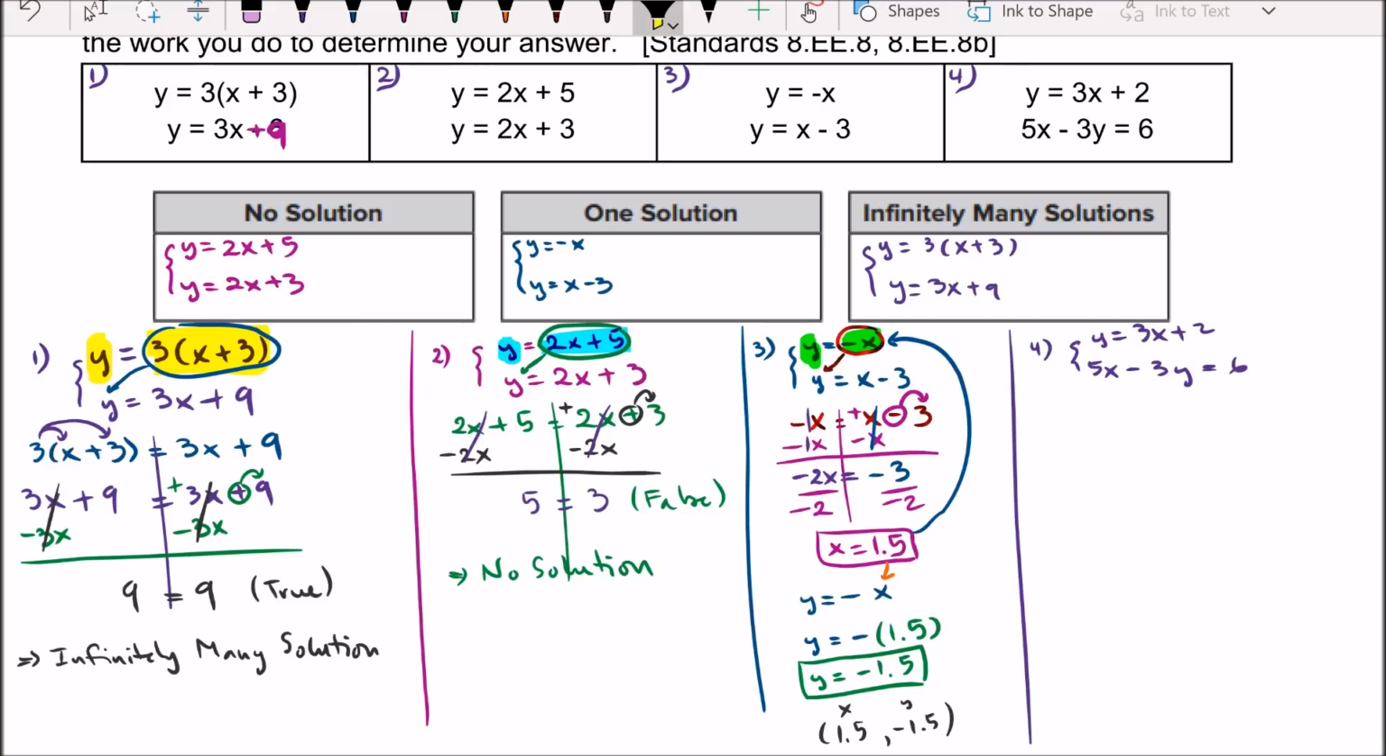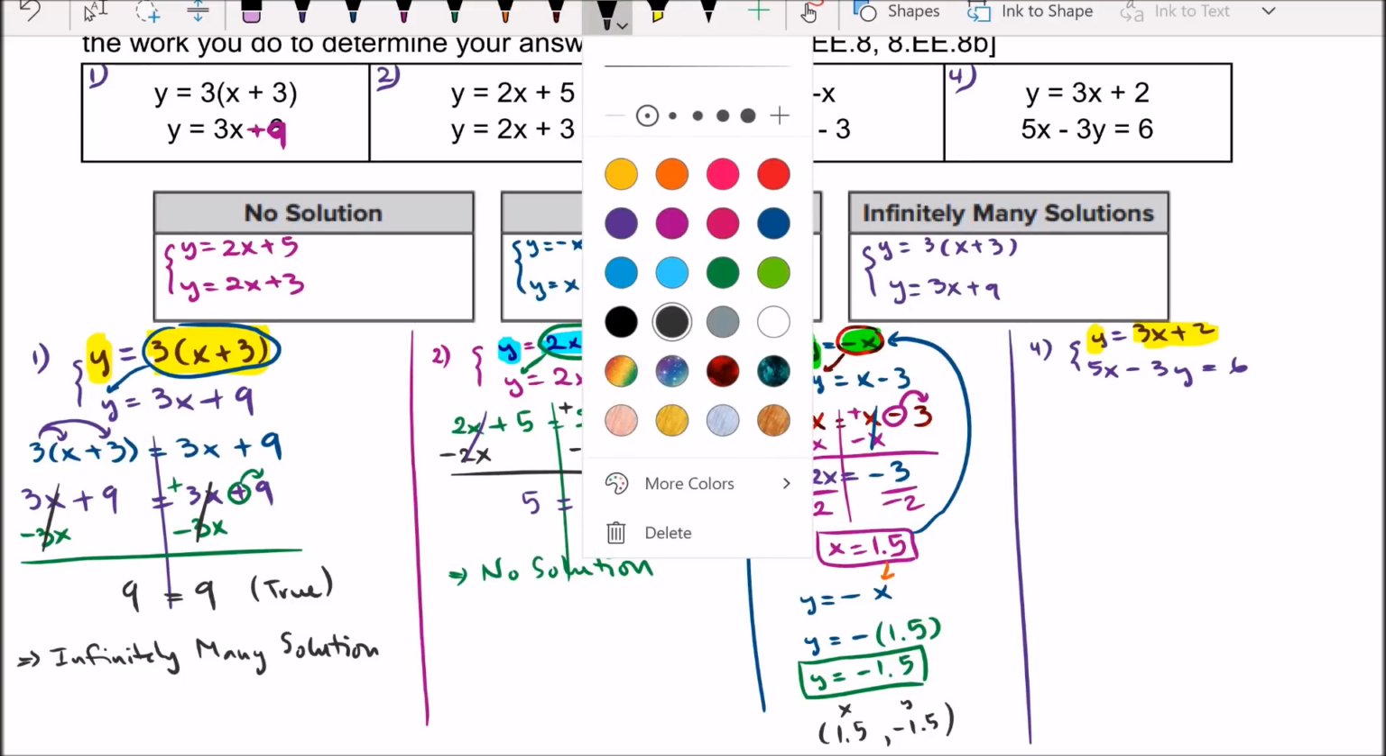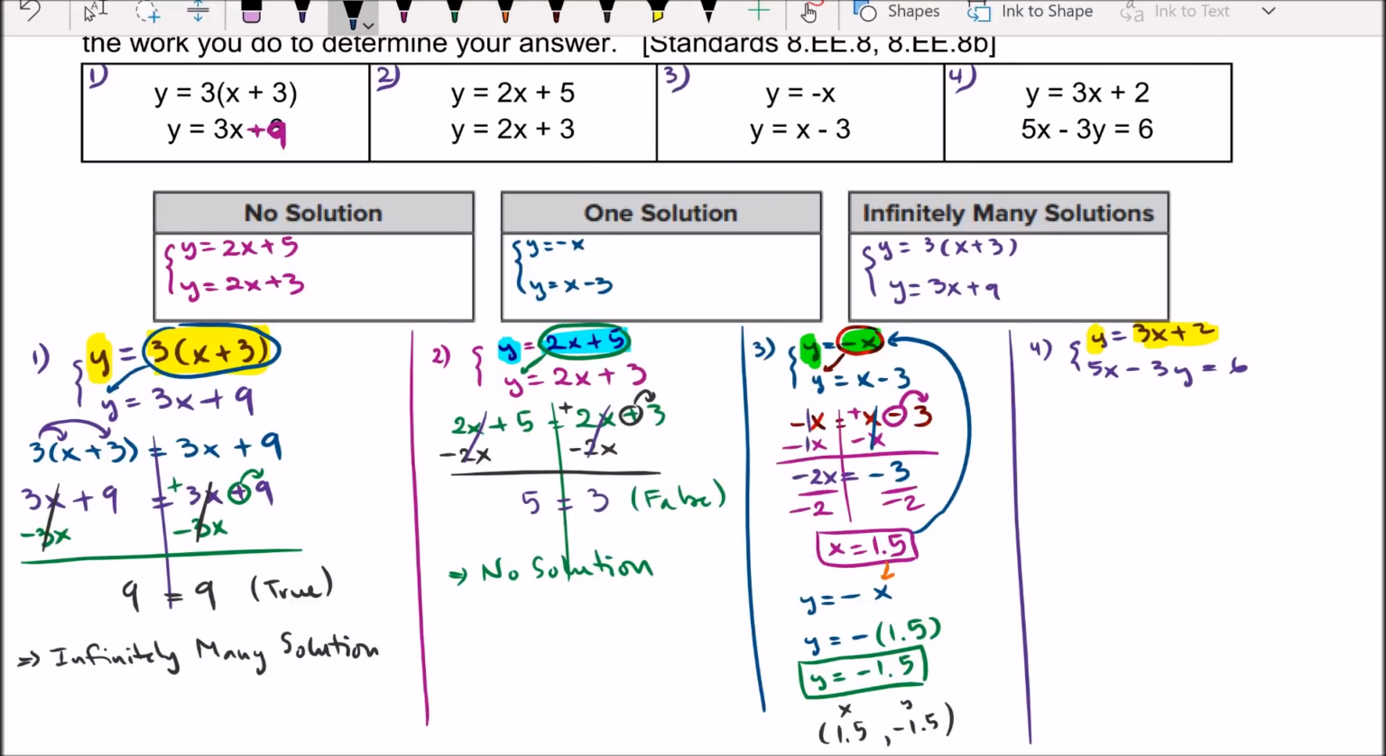So same routine, y is 3x plus 2. Now make sure you plug it in place of y, not x. Y is 3x plus 2. Look at the second equation. Where is your y? Y is right after the 3. So what we're going to do is take this and plug it into that y. Not x, not 3. We plug it into the y.